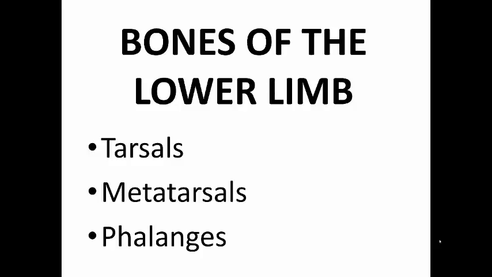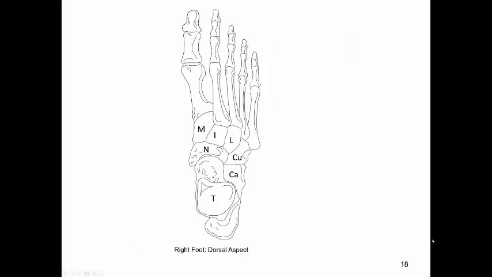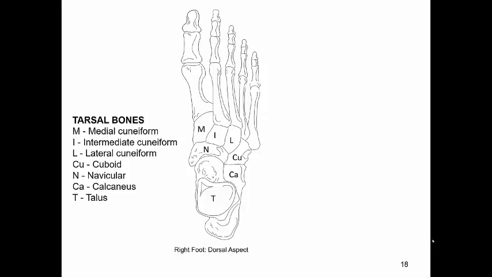The bones in the ankle and foot include the 7 tarsals, which are classified as short bones, the 5 metatarsals, classified as long bones, and the 14 phalanges, which are also classified as long bones. This image shows a picture of the right foot from a dorsal aspect. And this is where we can clearly see the 7 tarsal bones and their arrangement.